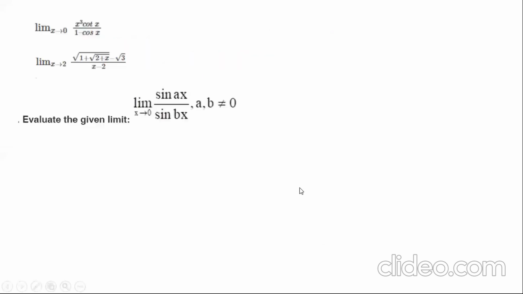Just now we are going with limits only, right? Yes. Next, you observe, how do we evaluate? First, we take this one. Evaluate the given limit: limit x tends to 0 of sin ax by sin bx, where a, b not equal to 0.